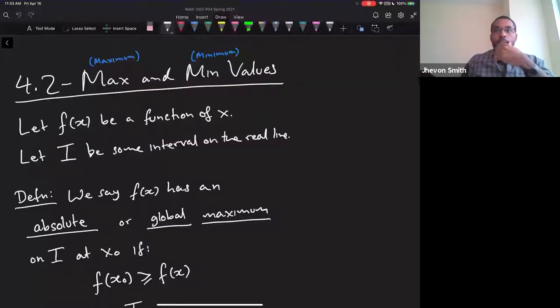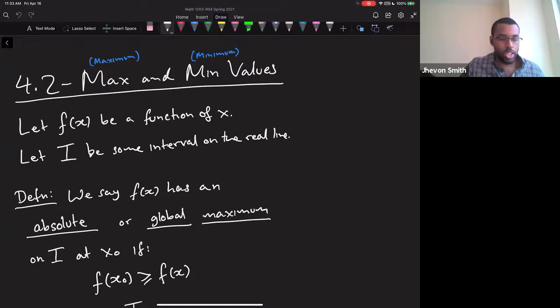And we were in the middle of some definitions last time, so let's just jump right back into that. Okay. So we start a new section, 4.2, on max and min values, where we're going to learn about all types of different maximums and minimums. We've already sort of touched on this, but what we touched on is what's called a local maximum or minimum. We want to generalize that a little bit more and be able to do some things.